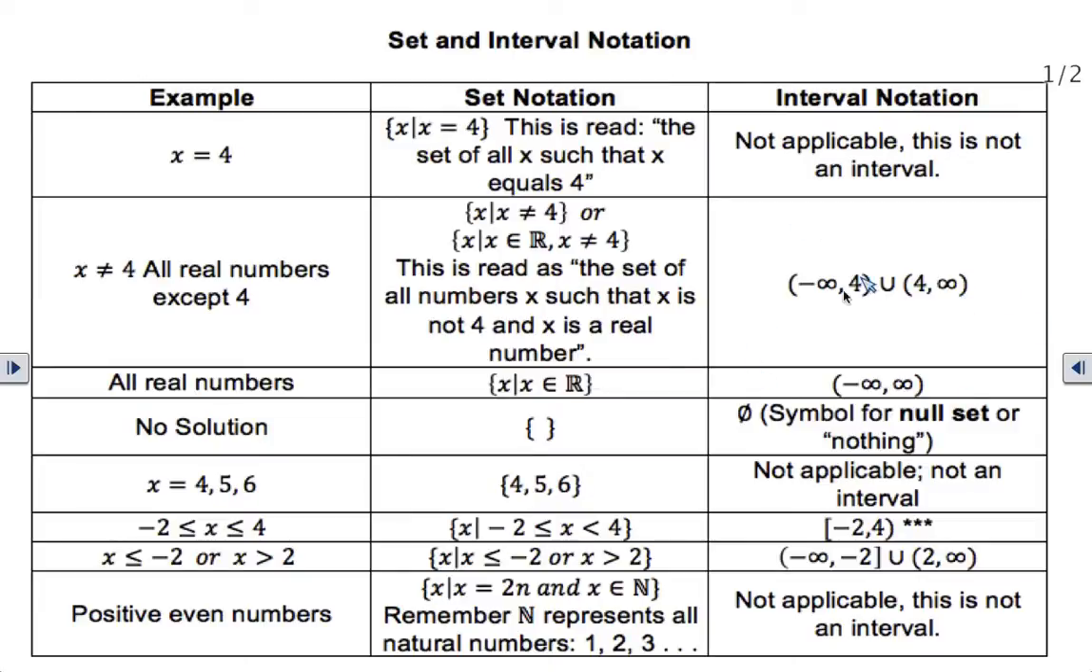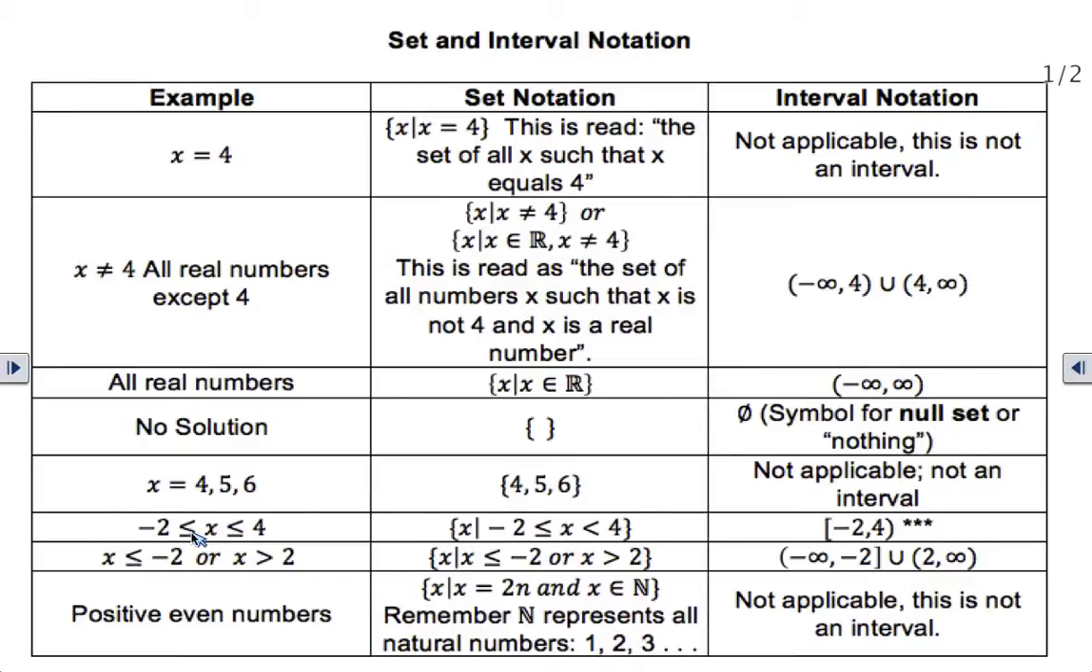A lot of times with interval notation, you'll have 2 parts or maybe even 3 parts to your domain or range. All real numbers is negative infinity to positive infinity. Again, if there's no solution, there is no domain or range. Also, this one's not applicable. Excuse me, I can pronounce the word.